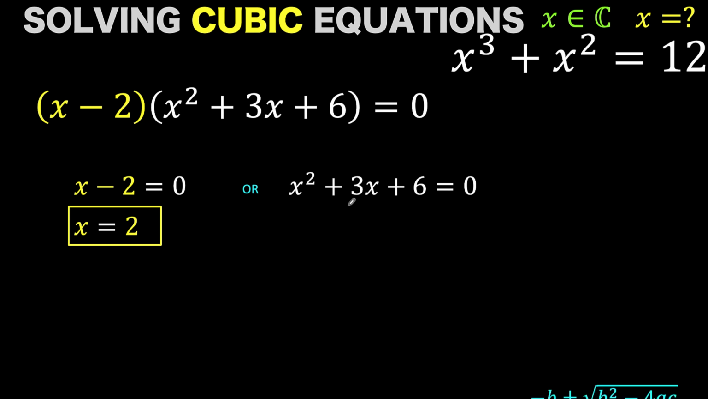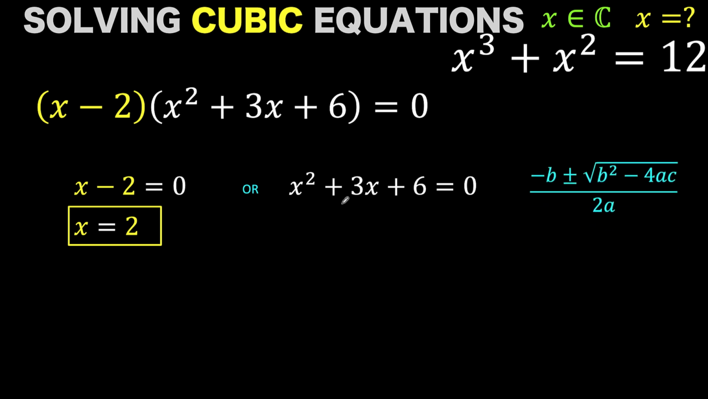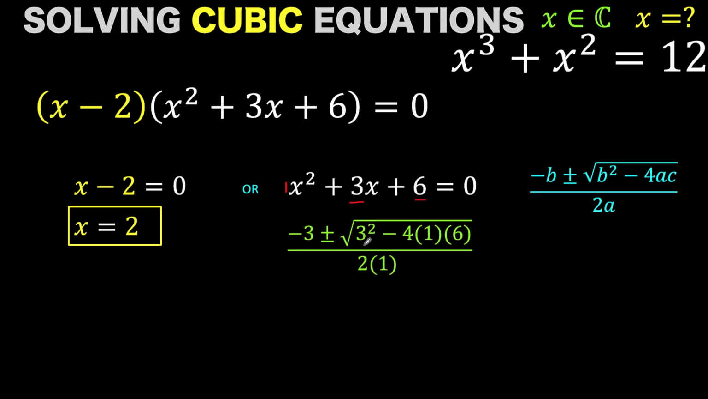So let's use the quadratic formula. Here's the quadratic formula. Here, our a is 1, our b is 3, our c is 6. So substituting those values to the formula, we have negative b, so negative 3, plus or minus the square root of b squared, which is 3 squared, minus 4 times a, which is 1, and c, which is 6, all over 2a, where our a is 1. From here, it's just a matter of arithmetic computation. So 3 squared is 9, 4 times 6 is 24, 2 times 1 is of course 2.